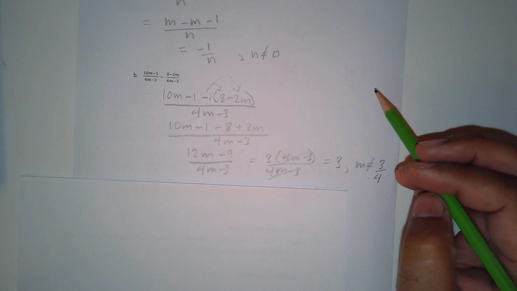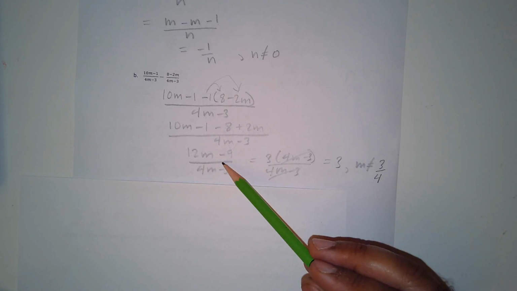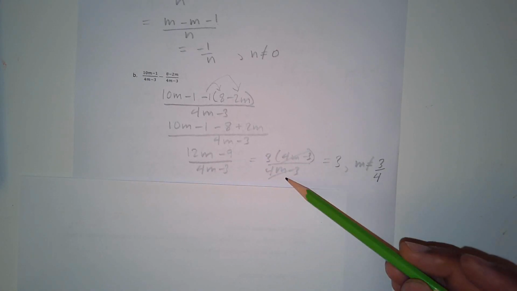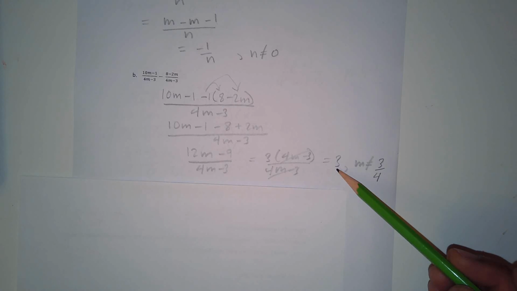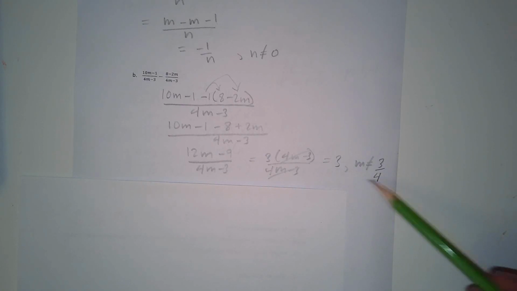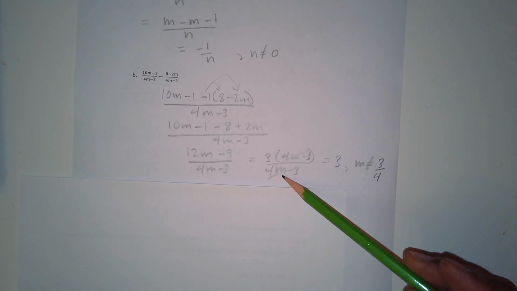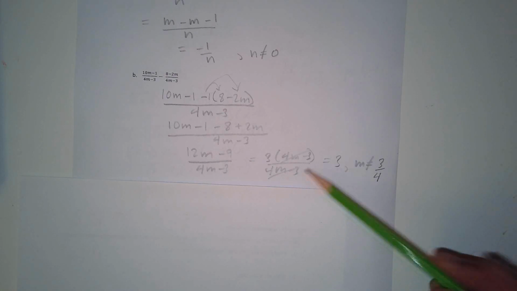And so you got 10m and 2m, so that becomes 12m, and then negative 1, negative 8 becomes negative 9. You can factor out a 3 here, and so you get 4m minus 3 over 4m minus 3. So your answer is just 3, and then your restriction is 3 over 4, right? Because m can't be 3 over 4, because then you're going to get 0 at the bottom.